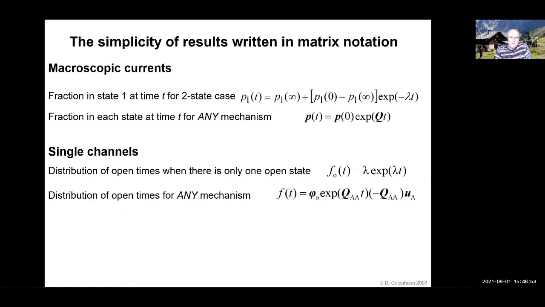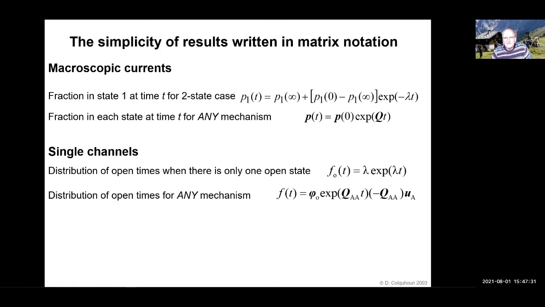But the distribution of open times for any mechanism can be written in this way, where Q subscript AA is that sub-matrix of the whole Q matrix, the bit that refers to open states only. And this, you can see, is exactly analogous to that, with the rate constants being replaced by minus QAA. This comes after the exponential, because when you're multiplying matrices, the order matters.